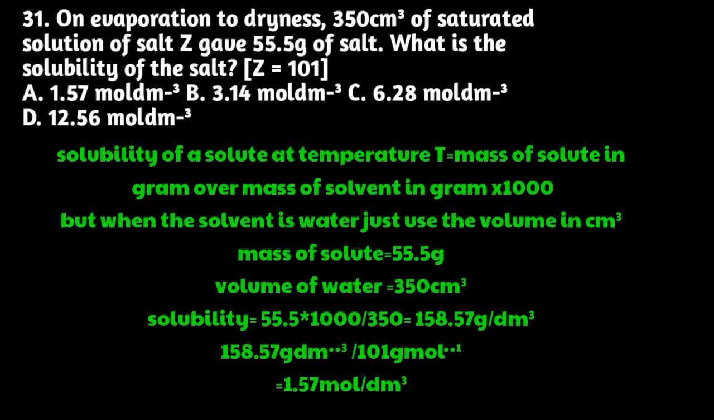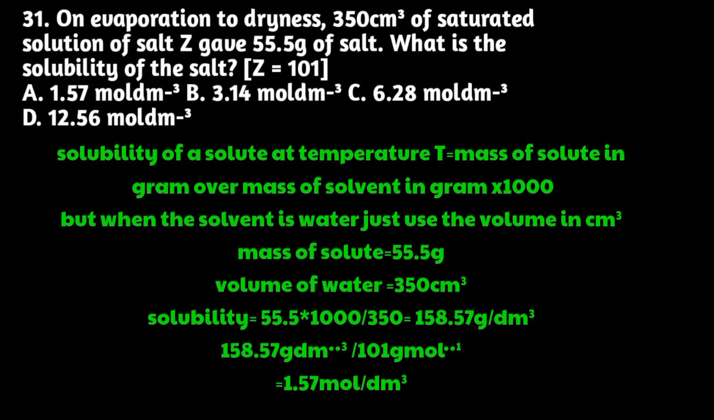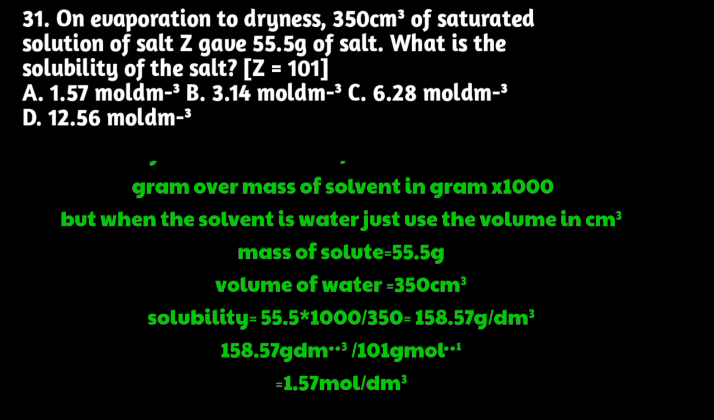But we are not asked to get this in gram per dm cube. Rather, our options come in mole, which means that is what we are looking for, mole per dm cube. Therefore, what we just need to do is convert 158.57 to mole by dividing it by the molar mass. When we divide 158.57 gram per dm cube by the molar mass of Z, which is 101, we have 1.57 mole per dm cube, which points to option A as the correct option.